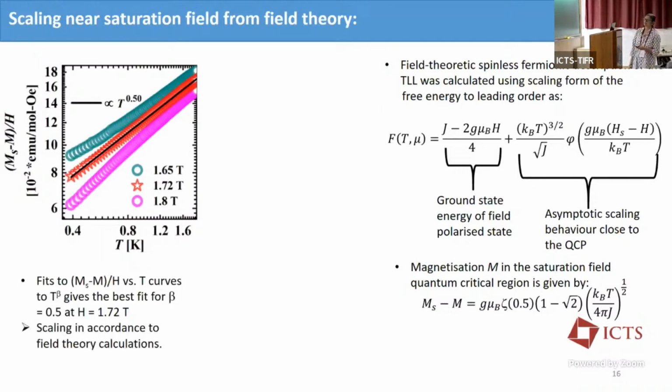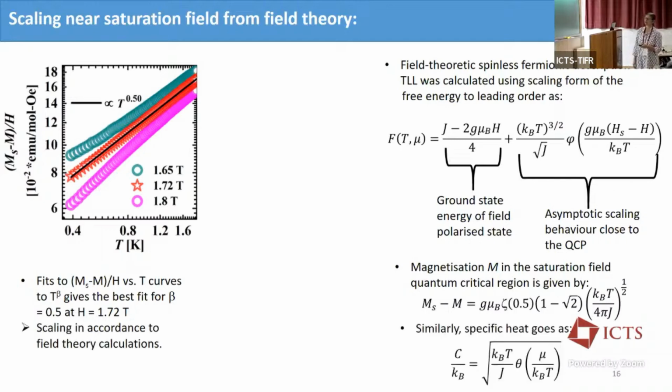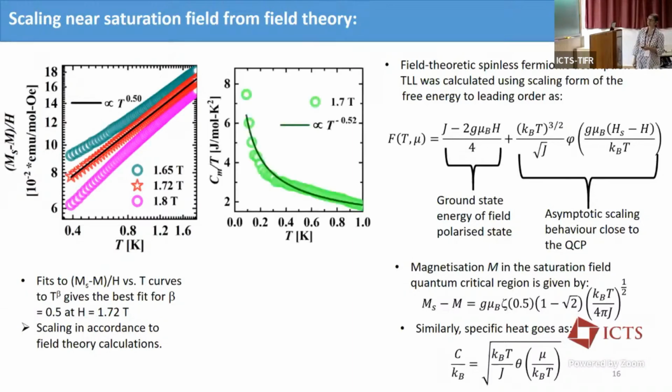And a similar calculation was also done for specific heat, because specific heat was also found to follow this scaling behavior. This is how the specific heat as a function of temperature looks, and the fit again is giving us a value of the exponent which is 0.5.